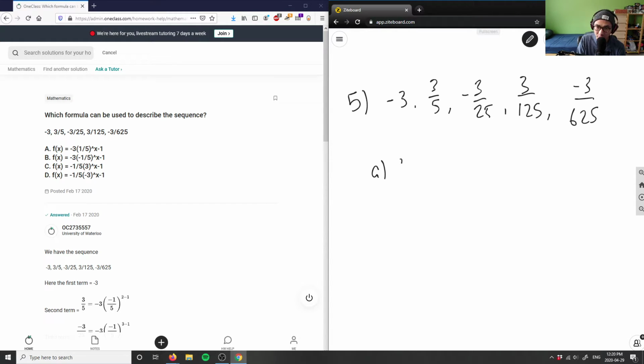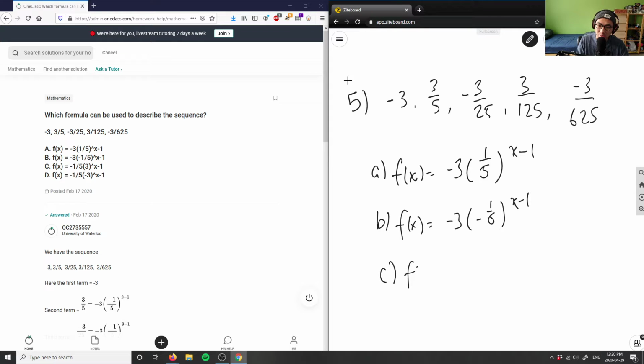A: f of x equals negative 3 times 1/5 to the power of x minus 1. B here states f of x equals negative 3 times negative 1 over 5, to the power of x minus 1. C here is f of x equals negative 1 over 5 times 3 to the power of x minus 1. And finally, D is f of x equals negative 1 over 5 times negative 3 to the power of x minus 1.